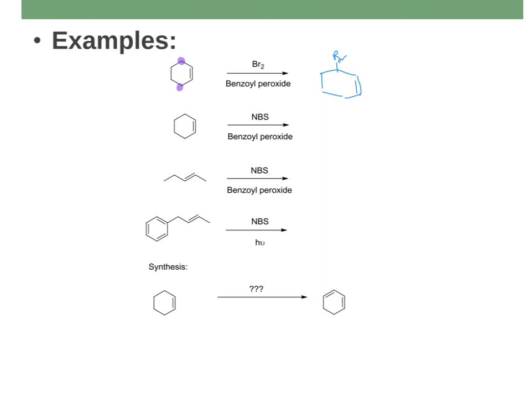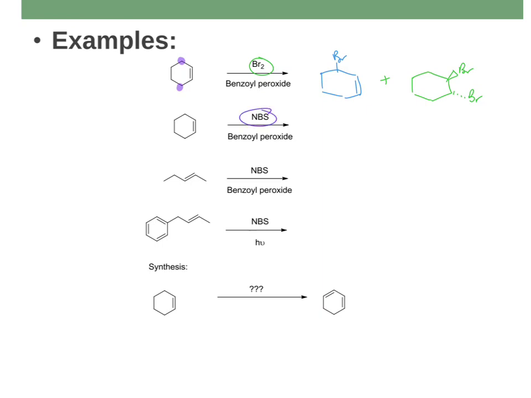But the problem is that, because we have Br2 in this case, we're also going to have some product where you just straight up added the Br2 across the alkene. So maybe if I wanted just the allylic bromination, I shouldn't have used Br2. What I should have done instead was add straight up NBS.